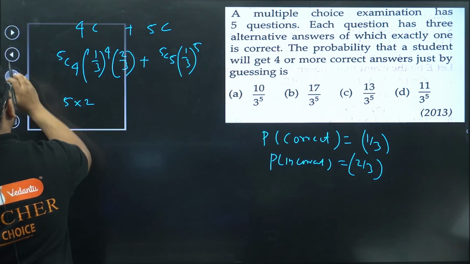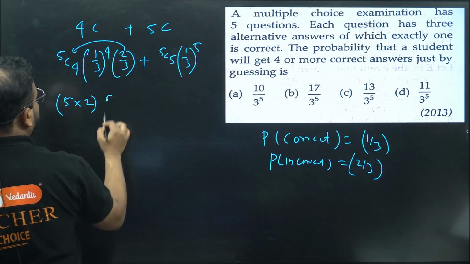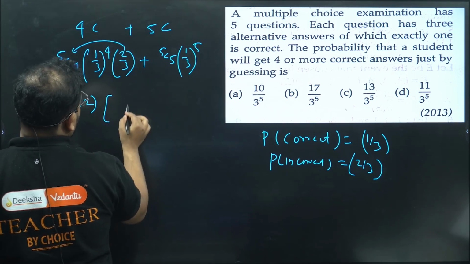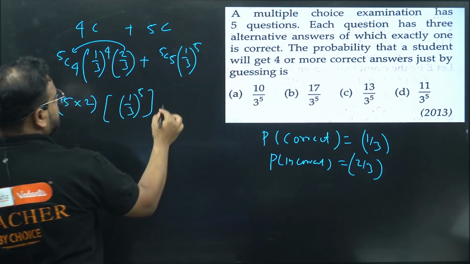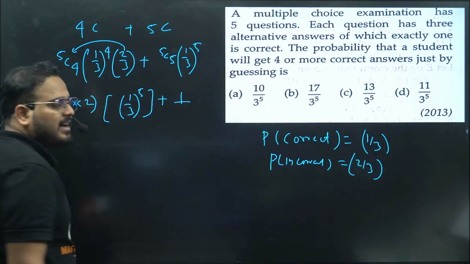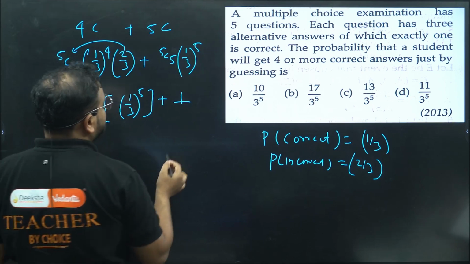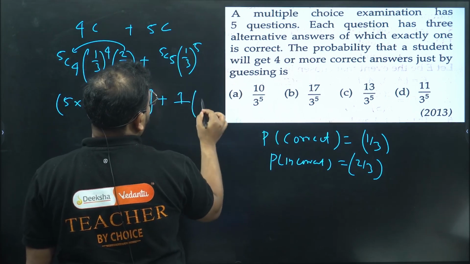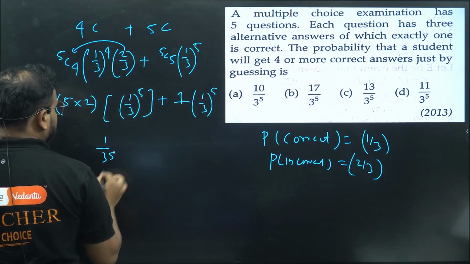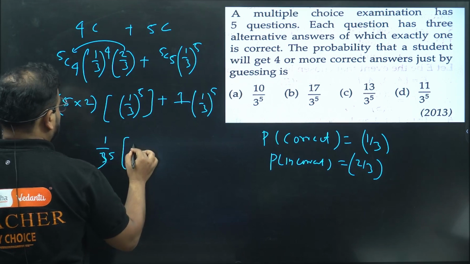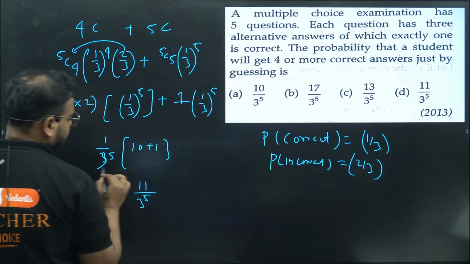What I'm trying to do over here is keep this 2 with this. So now I have 5 into 2 into 1 by 3 power 4, and one more comes here, so power 5, plus 5C5, which will be 1, because 5 factorial by 5 factorial into 0 factorial is simply 1. So 1 into 1 upon 3 power 5. I have 1 upon 3 power 5 common. I get 10 plus 1, that is 11 upon 3 power 5.